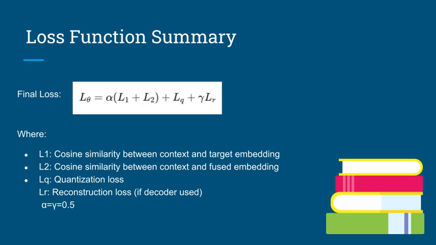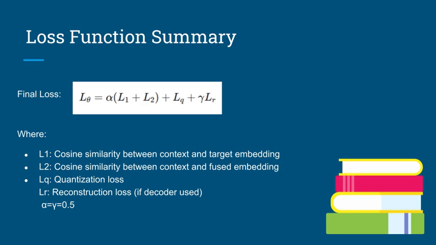L2, on the other hand, compares the context encoder's output with the fused representation that combines both the continuous features from the encoder and the discrete features from the codebook. This encourages the model to maintain alignment not just within the continuous representations, but also between the continuous and discretized representations.